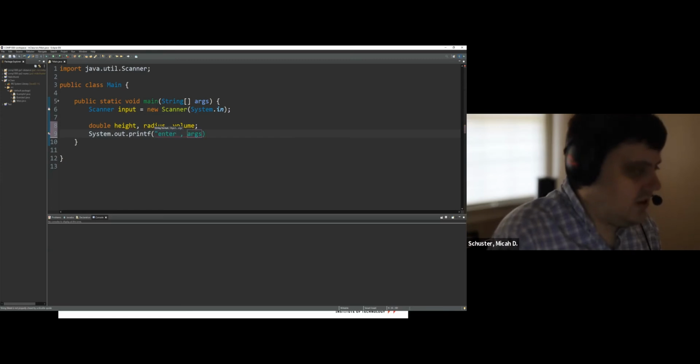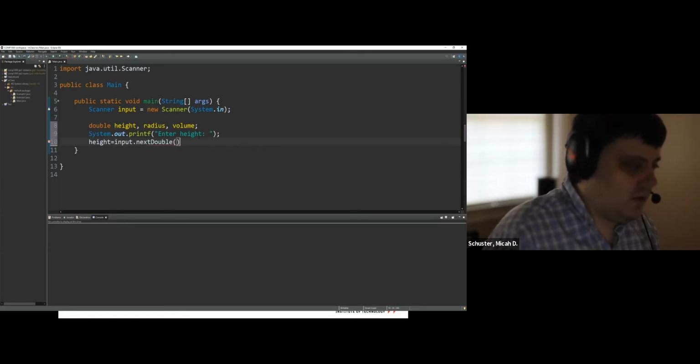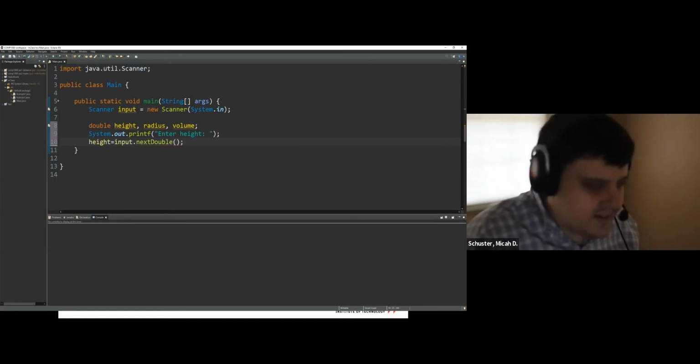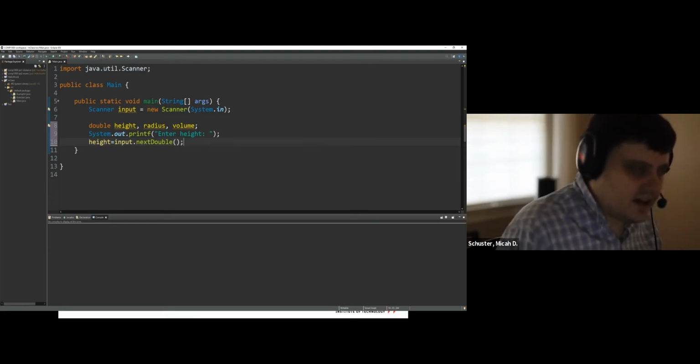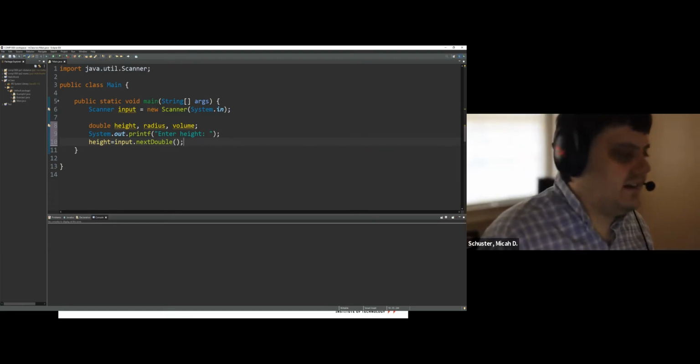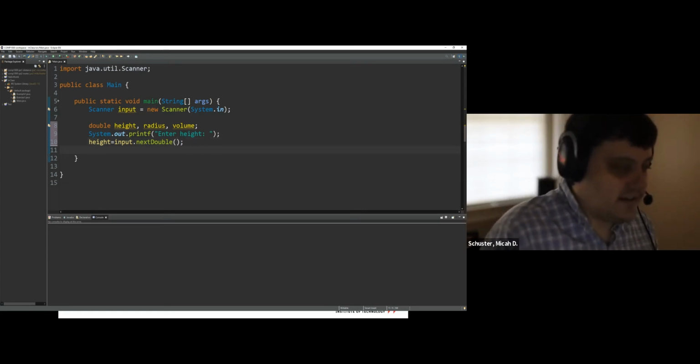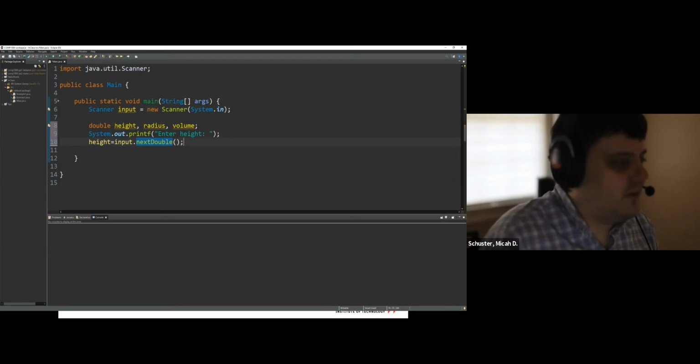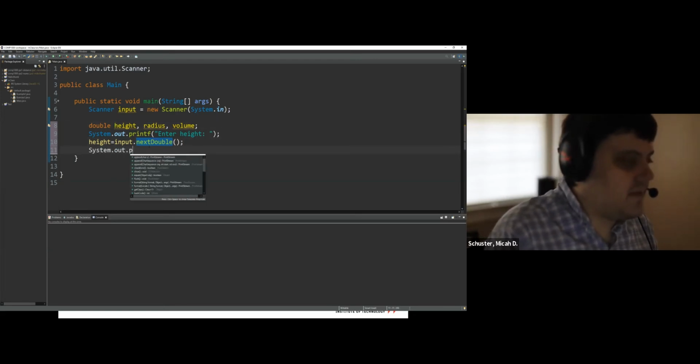So we'll say enter height. I think I had a little bit more text in the slide, but this will be fine. And so we'll say height, we'll input next double. Hopefully this is stuff you're relatively familiar with after the first homework, doing a print and then using the scanner to read in one of the values. I'm using next double, of course, because I've created these as doubles. If I was using ints for the height and the width, I'd want to make sure that this was next int.